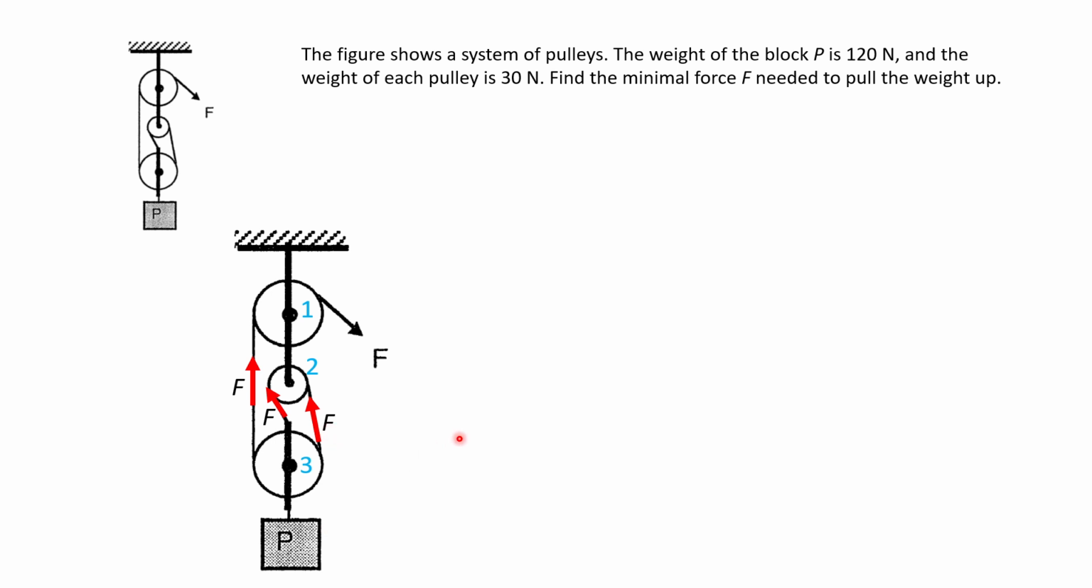If you write down the equation now, this 3F is balancing this system. So what does this mean? 3F has to be equal to the weight P plus the weight of the pulley, which we call W. The weight of pulley 3 counts because F is pulling these two things together. So F has to be equal to P plus W divided by 3, or 120 newtons plus 30 newtons divided by 3. So the force that we need to apply is 50 newtons.